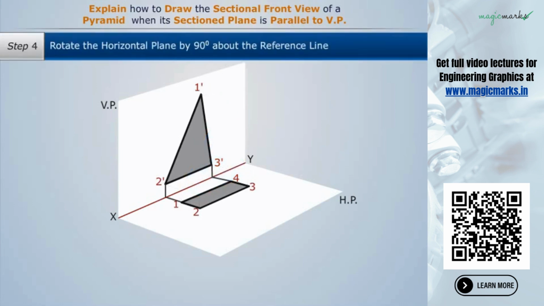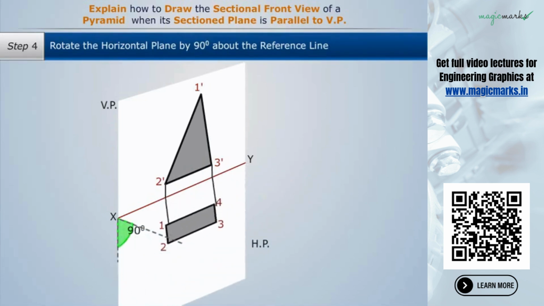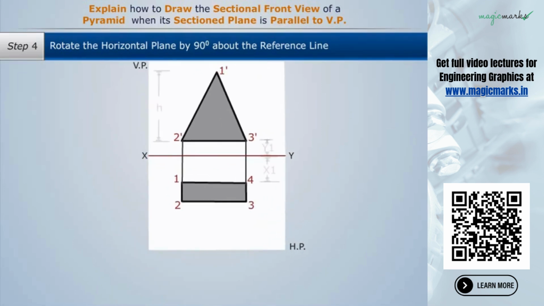And in the last step, we rotate the horizontal plane by 90 degrees above the reference line. So let us rotate the horizontal plane by 90 degrees in the clockwise direction above the reference line XY. Thus we get the projection of the sectioned rectangular pyramid. Here the front view projection is 1', 2', 3', and the top view projection is 1, 2, 3, 4.